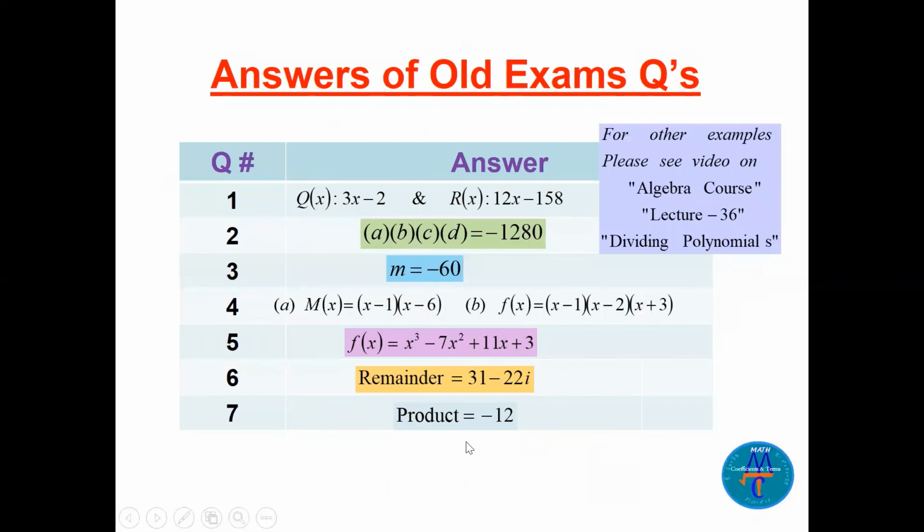Now, these are the answers of the 7 questions. For other examples, if you want to see more examples, you can see the video or lecture 36 of the algebra course. It's called Dividing Polynomials.